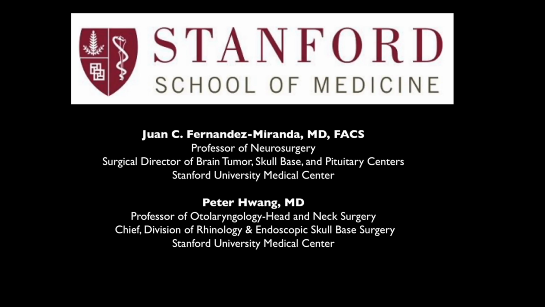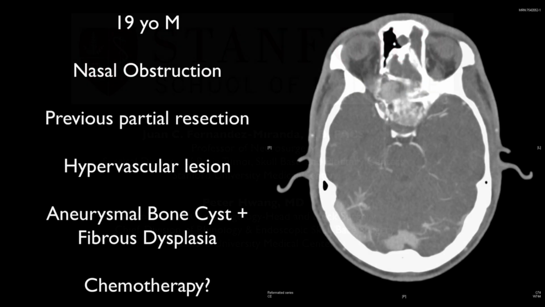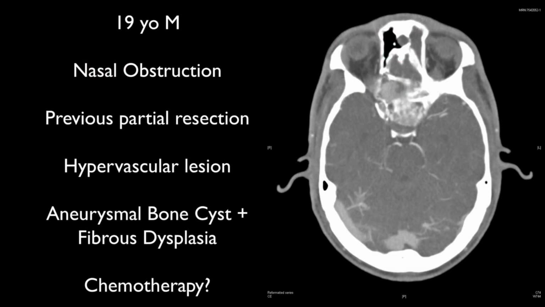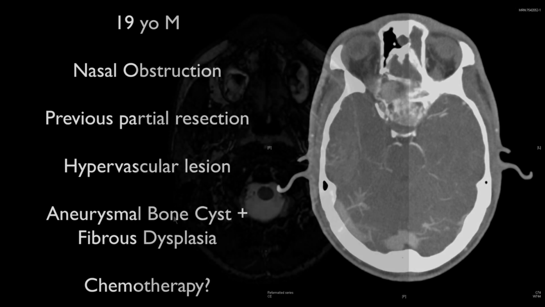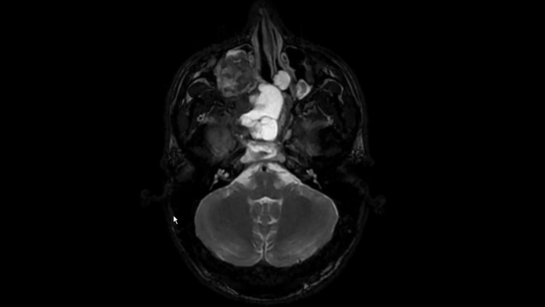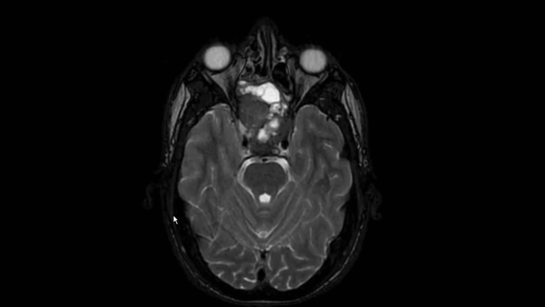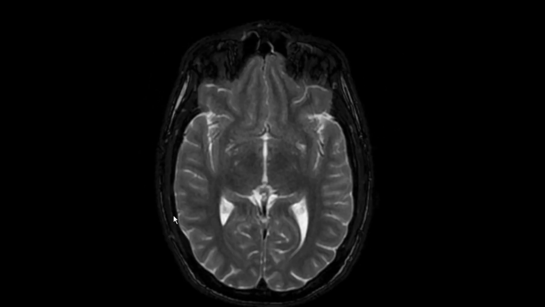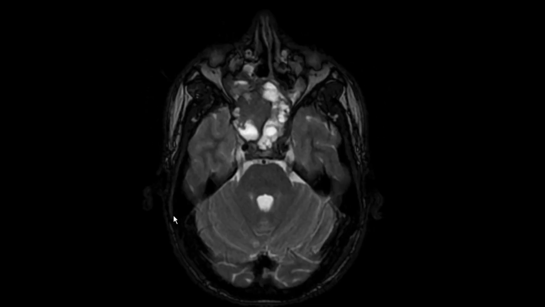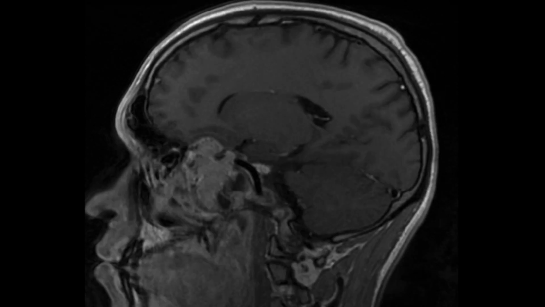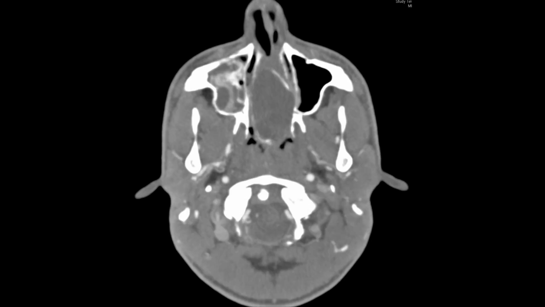This is the case of a 19-year-old male patient that presented with nasal obstruction. He underwent surgery somewhere else, but it was avoided because of significant arterial bleeding. The mass is hypervascular with multiple cysts, compatible with an aneurysmal bone cyst of the sinonasal cavity and skull base region, and you see it is of very large dimension.